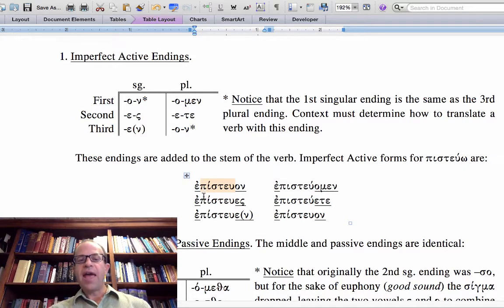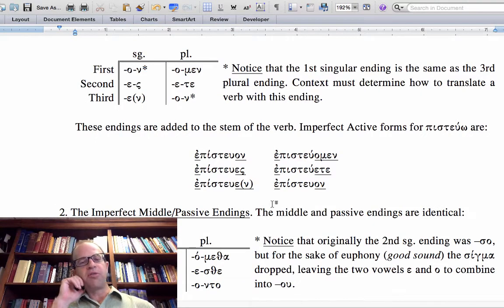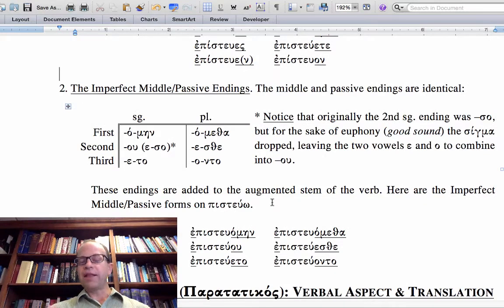So we have pistevon, pistev es, pistev en, pistev omen, pistev ete, pistev on. And so this is how you form the imperfect tense. Now the middle passive endings are slightly different, and it's omein, u, eto, ometha, este, onto.